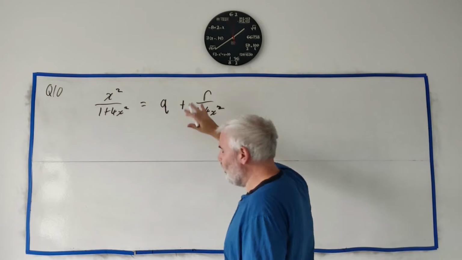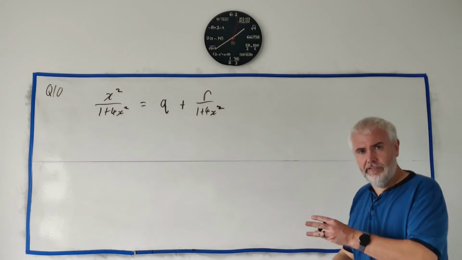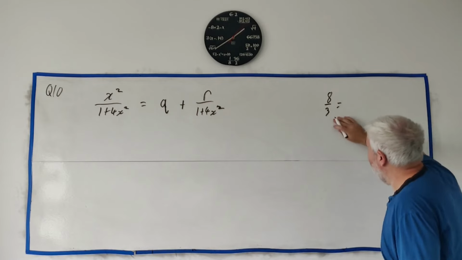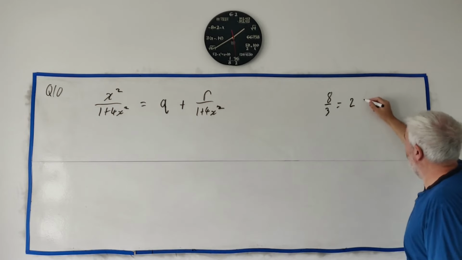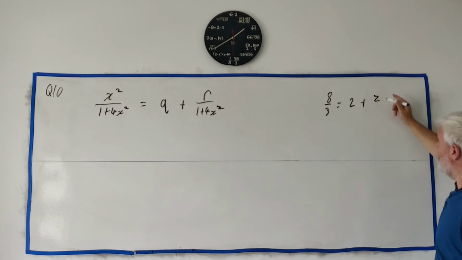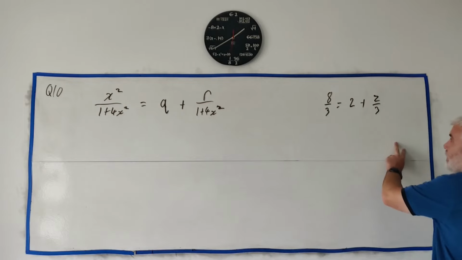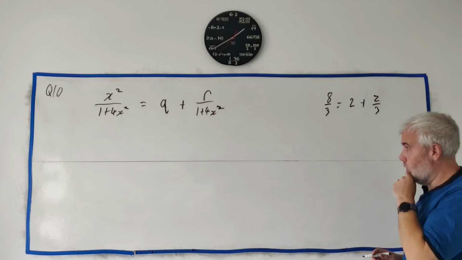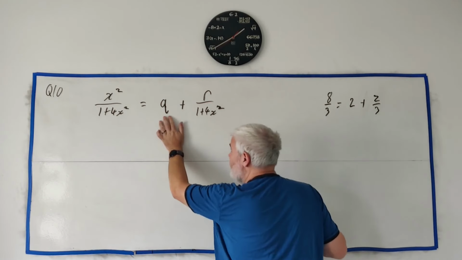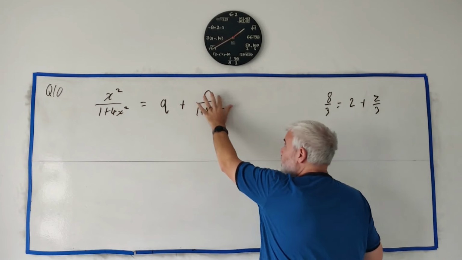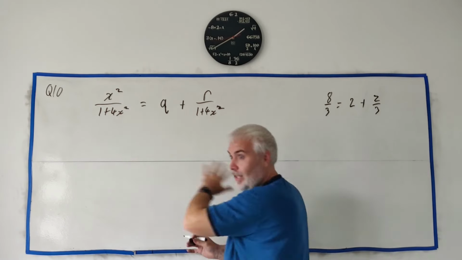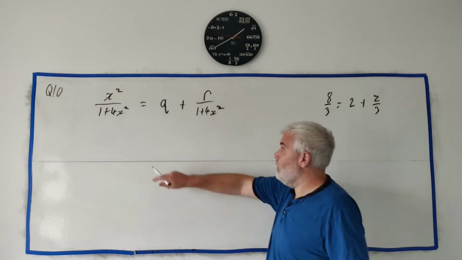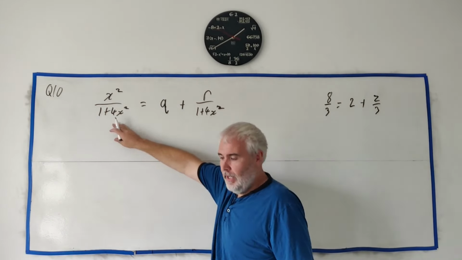Whenever I have trouble remembering how this looks, I just think of a simple example like 8 divided by 3. 3 goes into 8 2 times plus 2 remainder, and that's 2 divided by 3. Does this make sense? 2 plus 2/3 is 8 over 3. Just like here, it goes in a certain number of times plus a remainder, and we write the remainder divided by that to make the equation work. We can just solve this. Multiply everybody by 1 plus 4x squared.